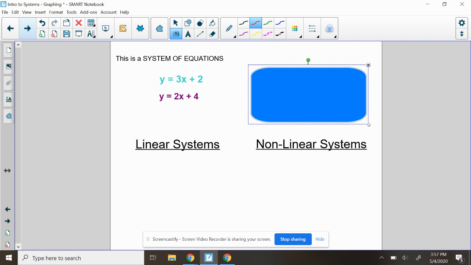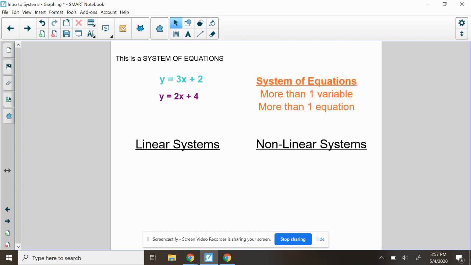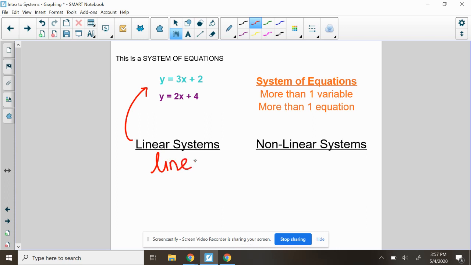So a system of equations, which is what we were just looking at, is this idea of more than one variable. So we've had x and y, and we need more than one equation. We had our teal equation and our purple equation. There's linear systems and there's nonlinear systems. Hopefully you recognize that we were just working with a linear system, okay, because we're looking at lines.